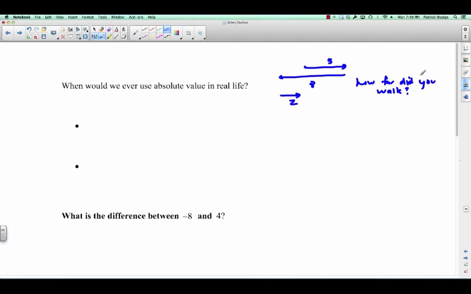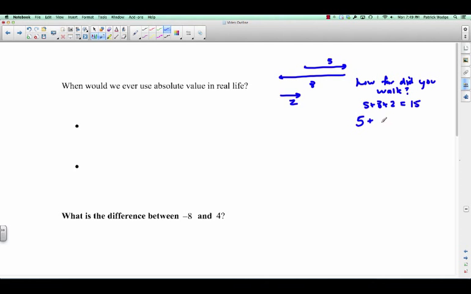What most of you would do, you'd get the answer right away. You'd say, well, I walked 5 and 8 and 2. So the answer is 15. But without even really thinking about it, you actually used absolute values there because you went 5 in this direction and then you went back in the opposite direction.